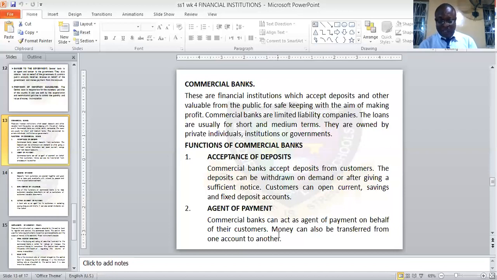Next is agent of payment. A commercial bank can act as an agent of payment on behalf of its customers. Yes, it's possible. When they transfer money from one account to another, they are acting as an agent of payment on behalf of their customers.